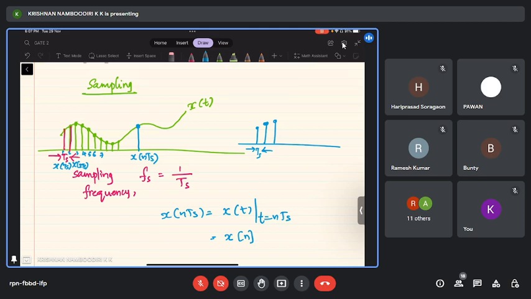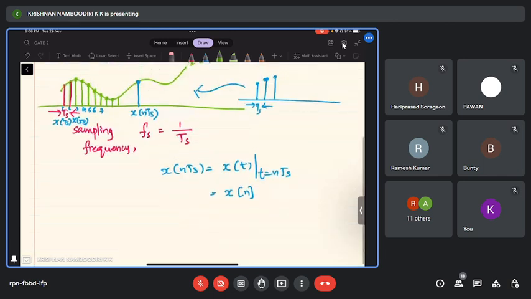There is one important theorem that all of you may be knowing related with sampling. From this sampled signal, if I want to get back the original continuous signal, what is the minimum frequency at which I should sample this, or what is the maximum gap between two adjacent samples? That is precisely given by the Nyquist or Shannon sampling theorem. Before getting into those details, we will try to visualize the sampling in the frequency domain.